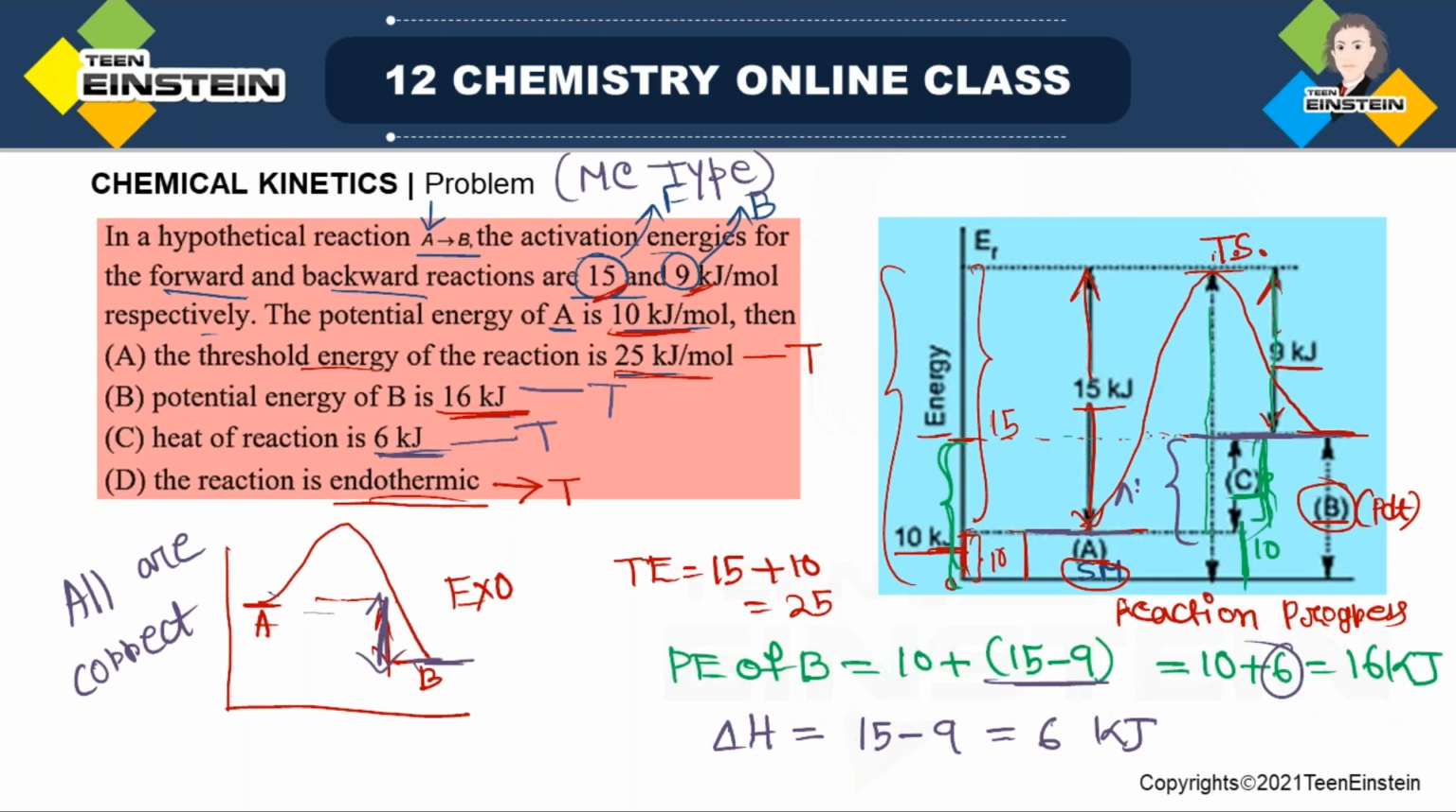This gap is del H. Okay, that is C. If we denote this gap by C, del H is equal to C.